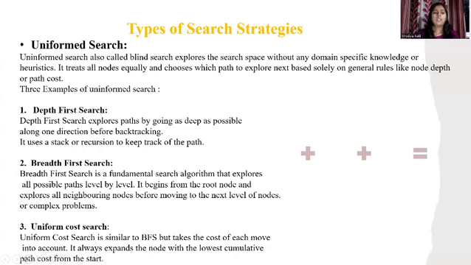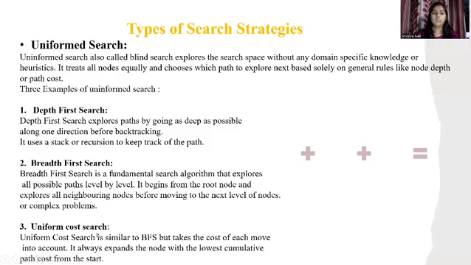Second one is BFS. BFS means breadth-first search. BFS is a fundamental search algorithm that explores all possible paths level by level. It begins from the root node and explores neighboring nodes before moving to the next level of nodes for the complex problem.